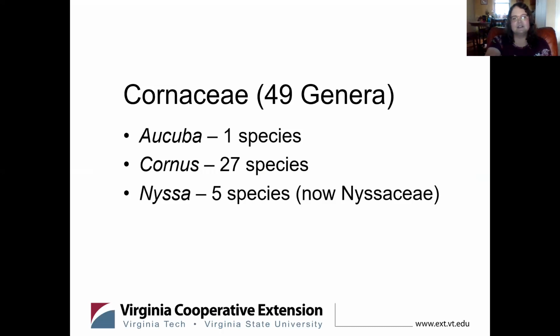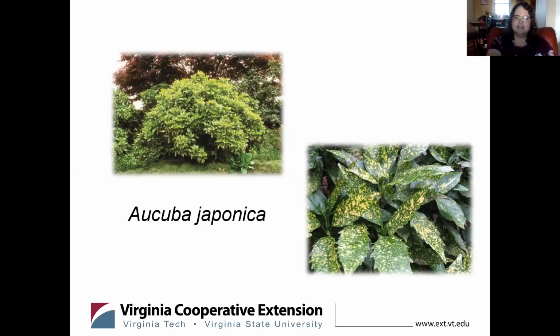Cornaceae includes Aucuba, Cornus, of course, all the dogwoods, and Nyssa, which actually has been put into its own family, Nyssaceae, and that's the different black gums, different species like that. So here's Aucuba if you haven't seen it before. Aucuba japonica.